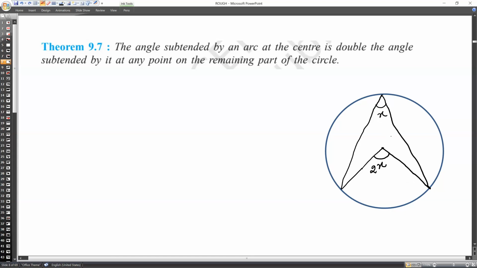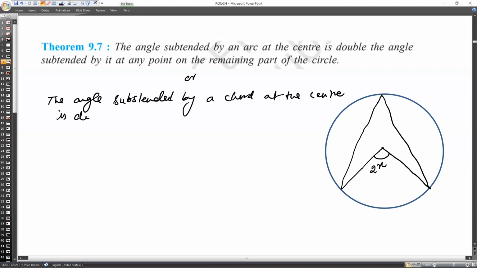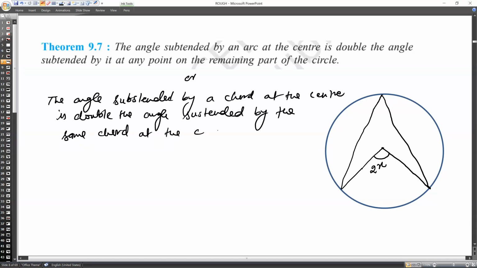In other words, what you can write here is that the angle subtended by the chord at the center is half... sorry, the angle subtended by a chord at the center is double the angle subtended by the same chord at the circumference.